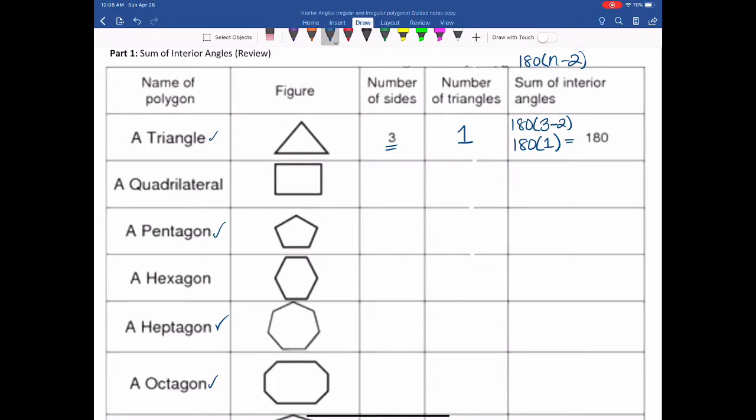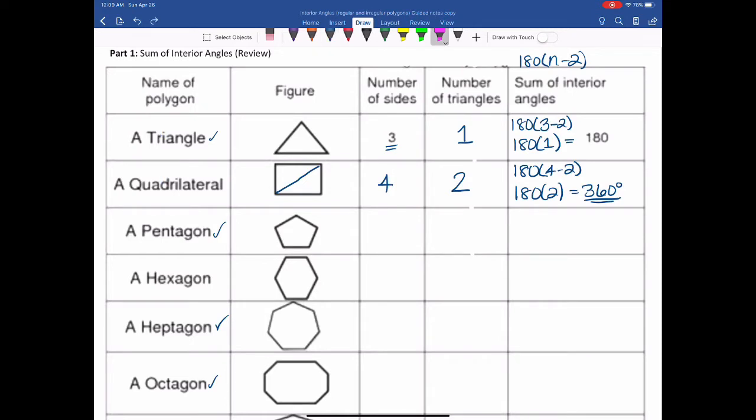Now, if it's a quadrilateral, whether it's a square, a rhombus, or just a trapezoid, it doesn't really matter what it is. Obviously, it has 4 sides, and you can draw 2 triangles in it. Remember, you're not allowed to overlap the diagonals that you make. So that's not allowed, so you can make 2 triangles. And that follows this rule, which is 180 times 4 minus 2, which is 180 times 2, which is 360 degrees. Okay, like I said, you're going to want to have those numbers handy.